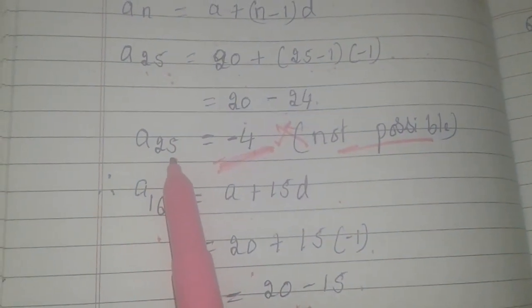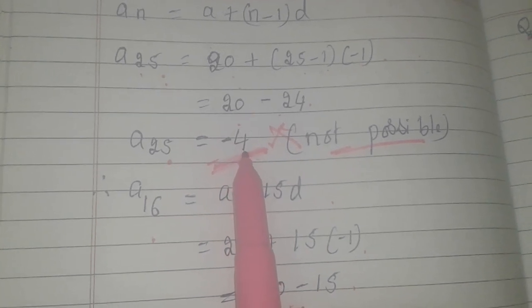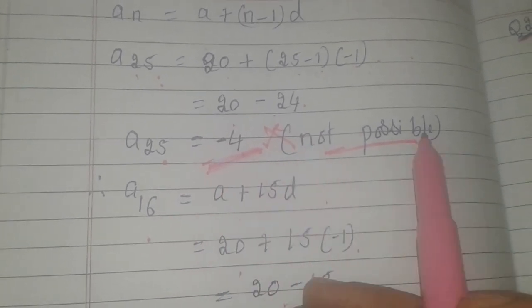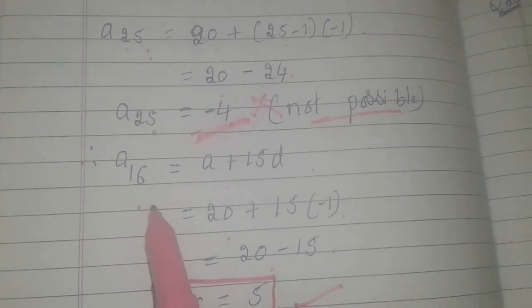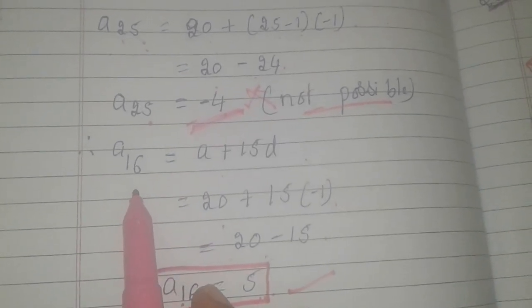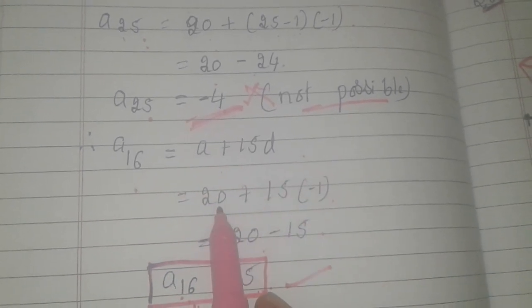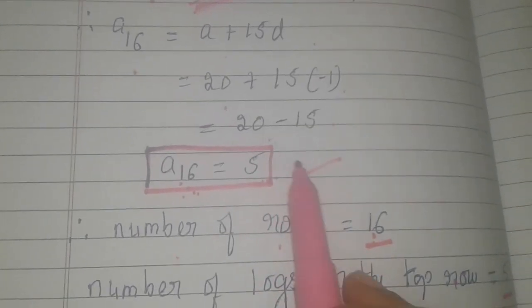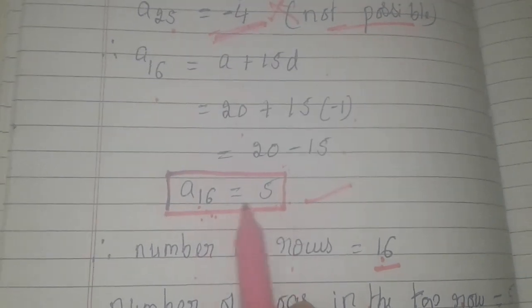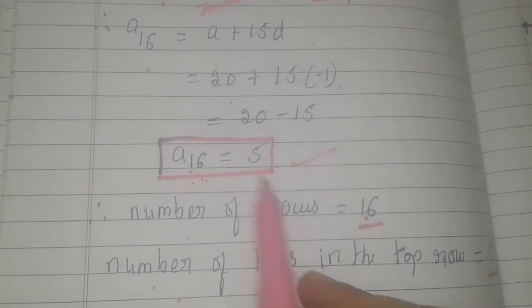If I consider 25 as the top row, the number of logs I got is negative, that is minus 4. It is not possible. So I have one more n value left. Take n as 16. A16 equals a plus 15d, 20 plus 15 into minus 1, that is 20 minus 15, which is 5. So I got a positive number. I can conclude from this that the number of rows is 16.